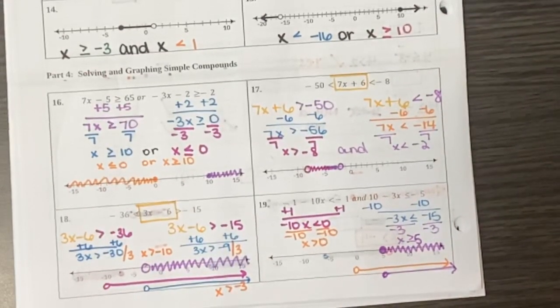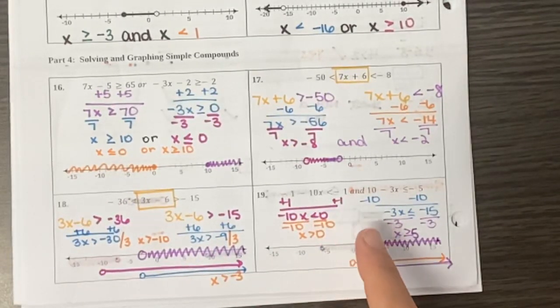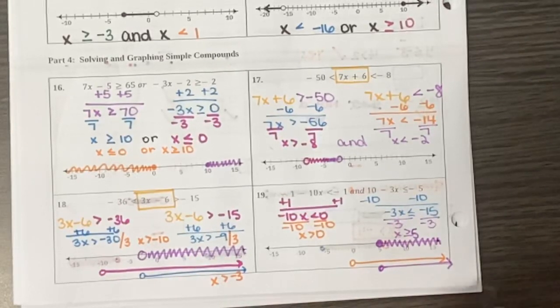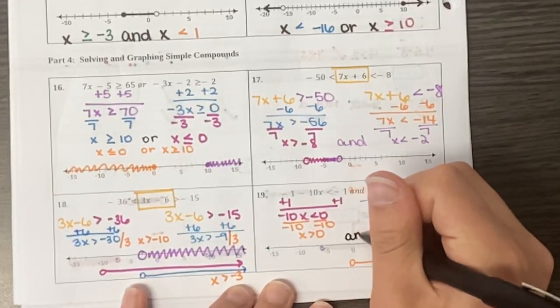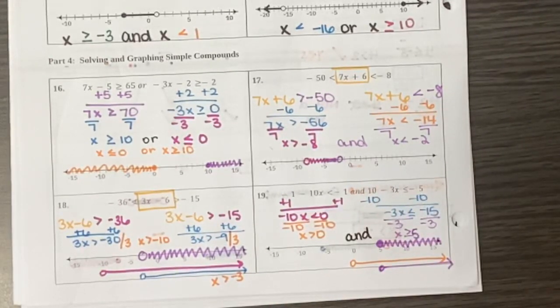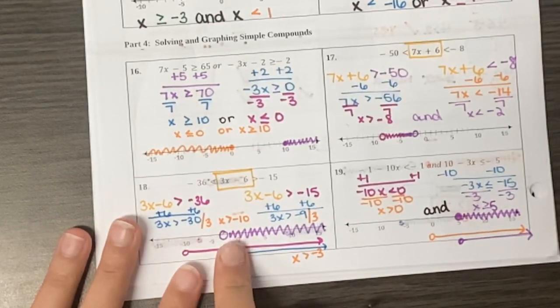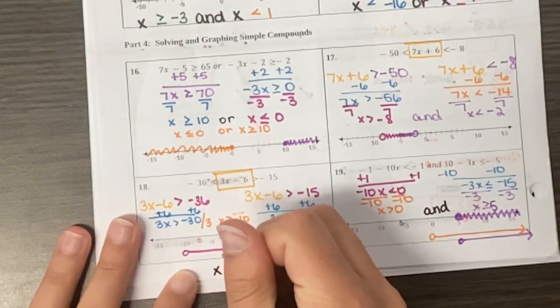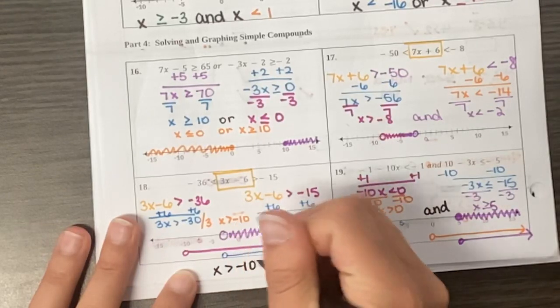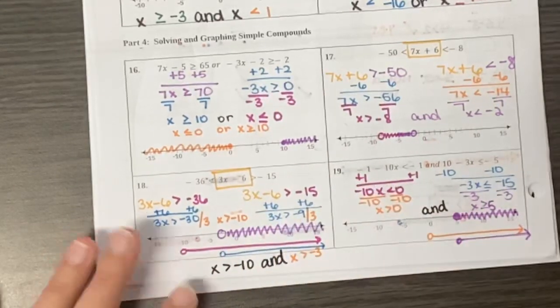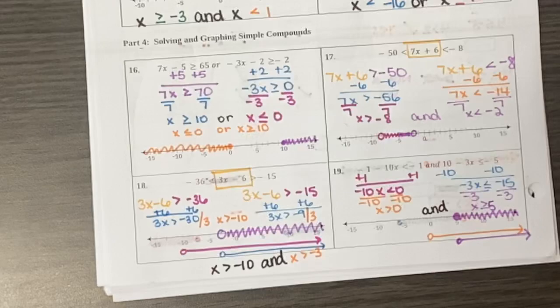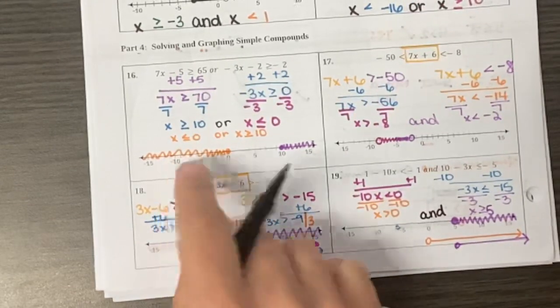The other thing, I don't know if anyone caught this, even though I'm asking you to graph, I still need the numerical answers, which is right here. I need to put the word and. And then on this one, I forgot to do that. So I'm just going to rewrite x is greater than a negative 10, and so it just is all in one line. Okay, so do not forget to put your ands and your ors.